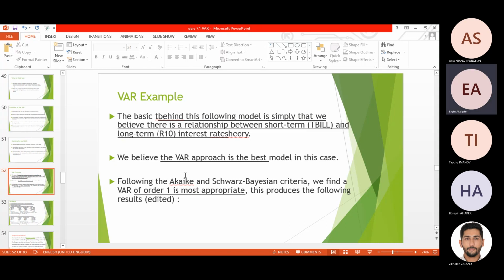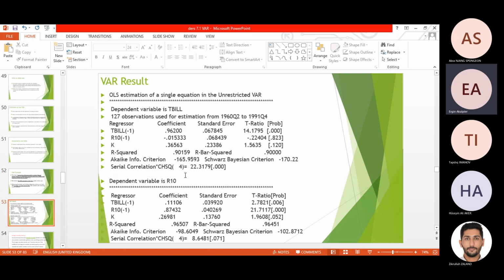The VAR example, where we are going to give the simplest understanding here. The basic theory behind the following model is simply that the T-bills should be there. We believe there is a relationship between short-term T-bills and the long-term R10 interest rates. We believe the VAR approach is the best model in this case. Following the Akaike and Schwarz-Bayesian criteria, we find the VAR of order 1 is most appropriate. This produced the following results, which are not estimated currently. It is only taken from the model.